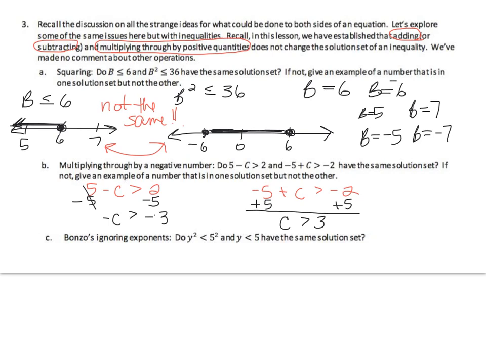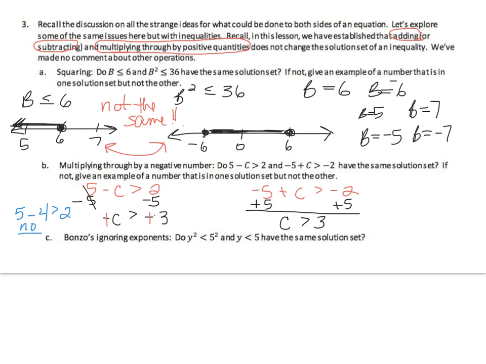You may think that I just can go like this. C is greater than 3, but they're not the same solution. Okay? Let's look at this first one. C is greater than 3. So if I plug in a number greater than 3 into the equation, greater than 3 would be 4. Is 5 minus 4 greater than 2?